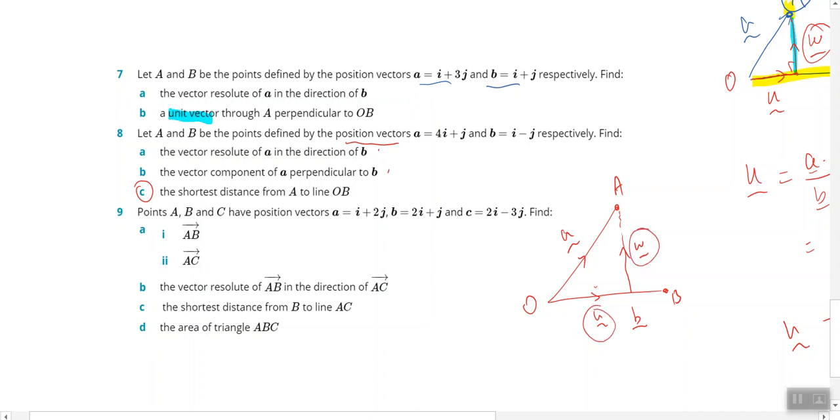Now it says the shortest distance from A to OB. That's A, that's OB. What's the shortest distance? Well, the shortest distance must be the vertical distance, so the perpendicular distance.